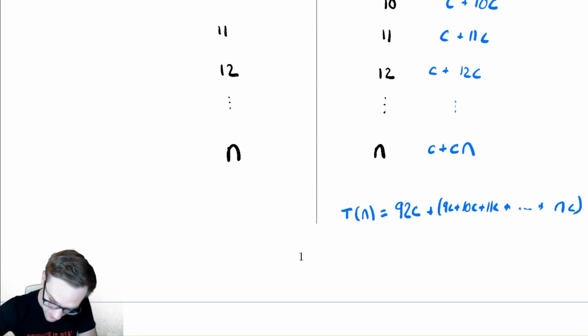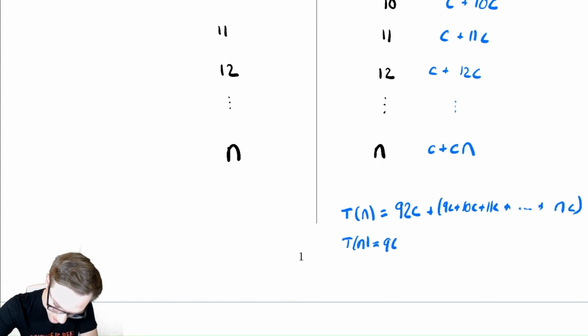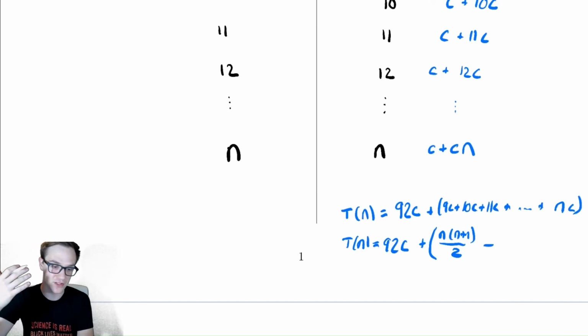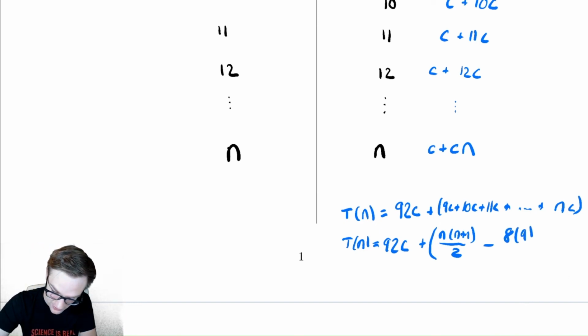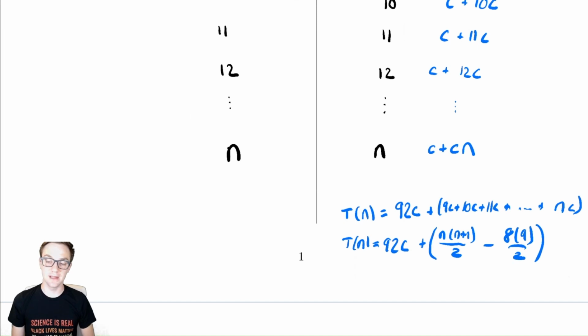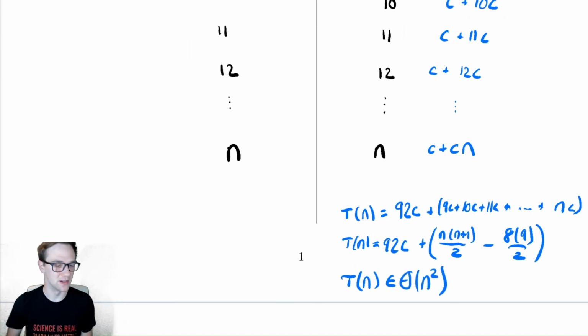You could compute the sum as T of n is equal to, we have that 92C no matter what is happening, plus we have the sum of the first n elements, which would be equal to n times n plus 1 over 2, but I don't want to add up the first 8 of those, so that would be minus 8 times 9 over 2. You could write that out in a more formal way if you wanted. But the important thing is that this is going to be n squared minus a constant. So the cost of doing n insertions is in theta of n squared. And that's not really ideal.